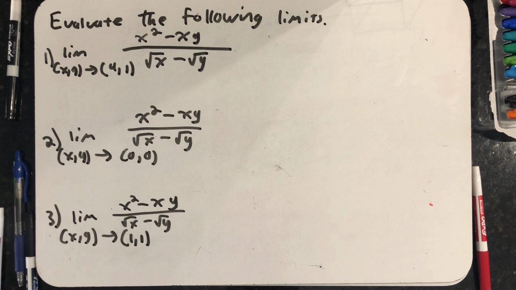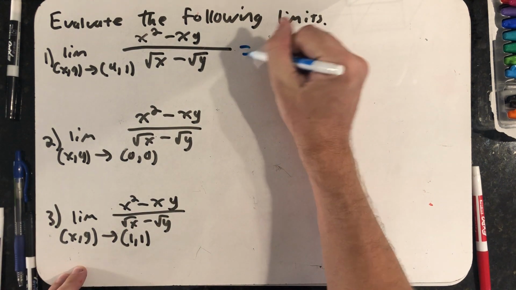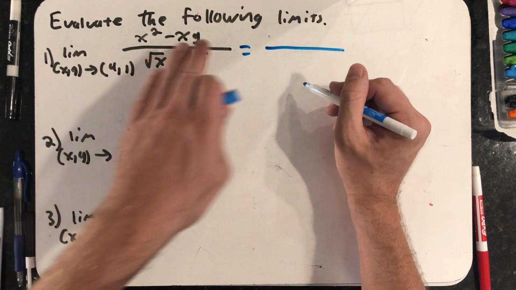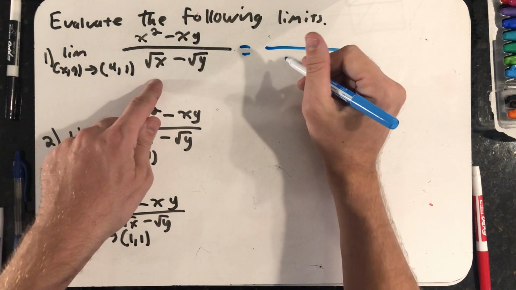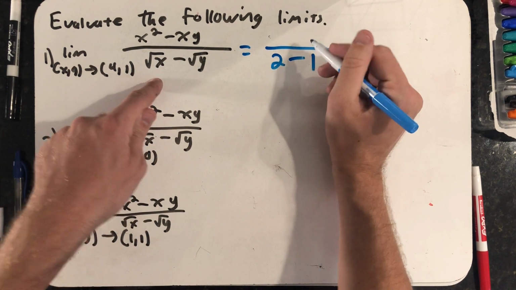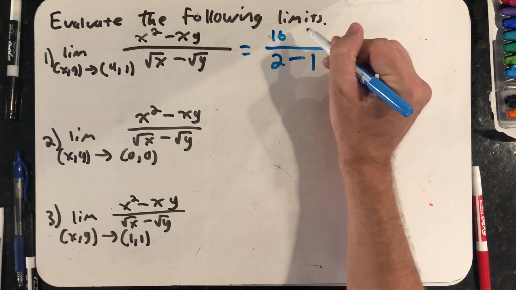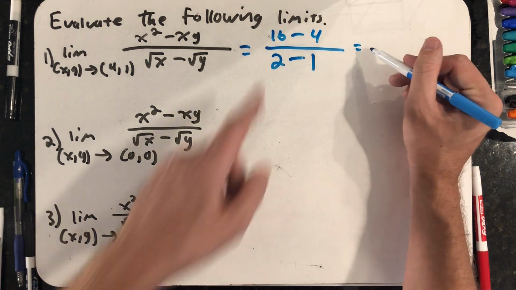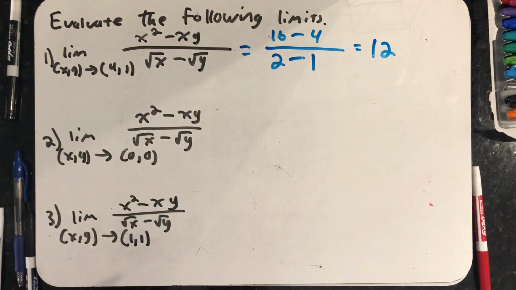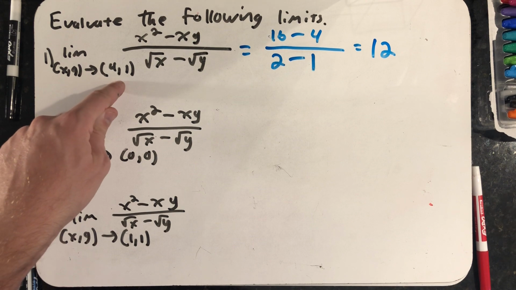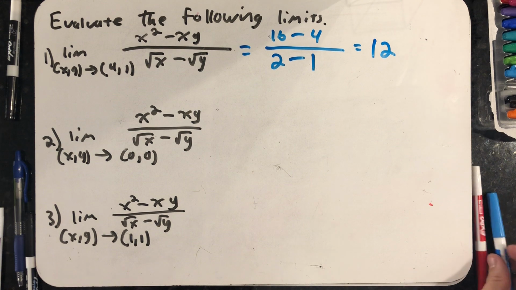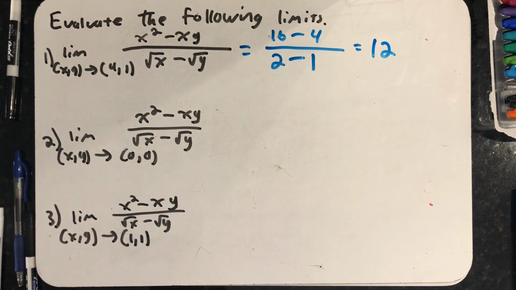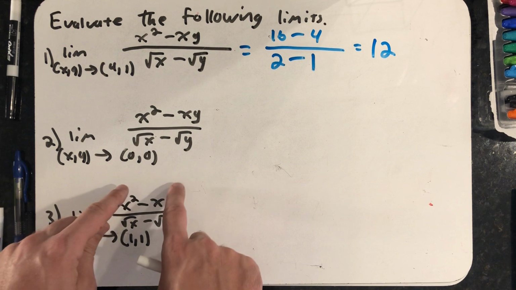But having had that experience in Calc 1, I'm feeling pretty good about just thinking about plugging in the values for x and y, because I'm not dividing by 0. I'm not doing anything bad. So on the bottom here, I'd have 2 minus 1. On the top, I would have 16 minus 4. 12 divided by 1 is the real number 12. So as we get closer and closer to the point (4, 1) in the domain, the z values are getting closer to 12. Okay, now I move on down to the next problem and I realize, I'm dividing by 0.